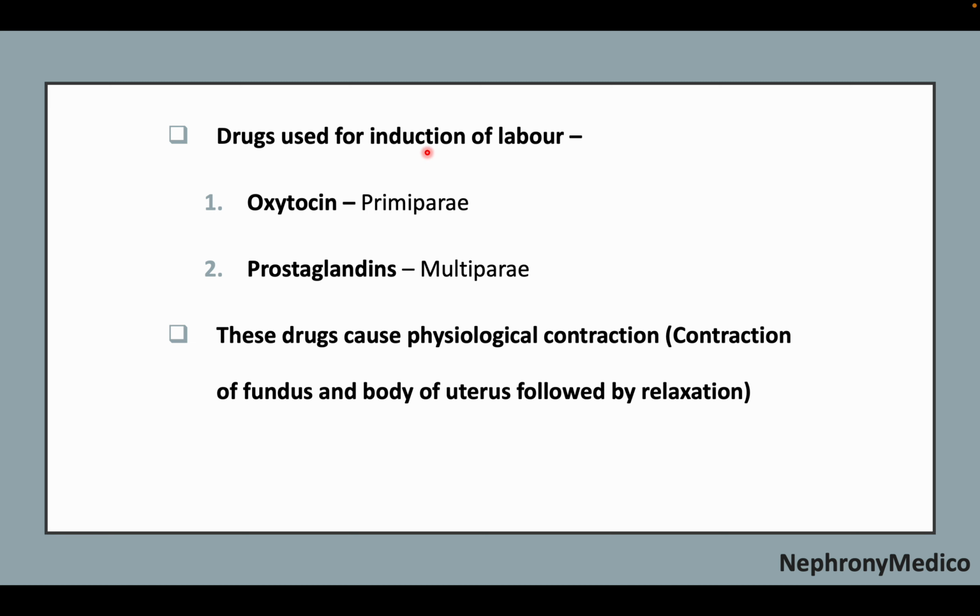Now, drugs used for induction of labor include oxytocin and prostaglandins for multipara. These drugs can cause physiological contraction, where it's contraction of the fundus and body of the uterus followed by relaxation.